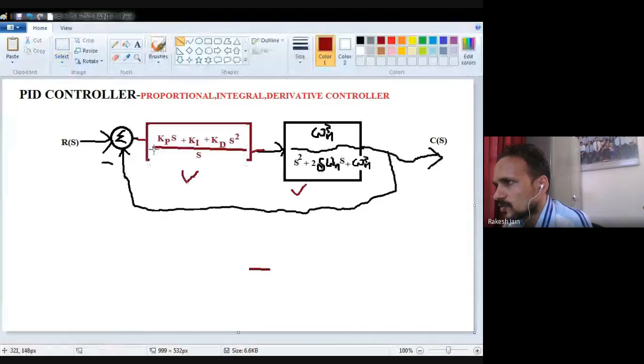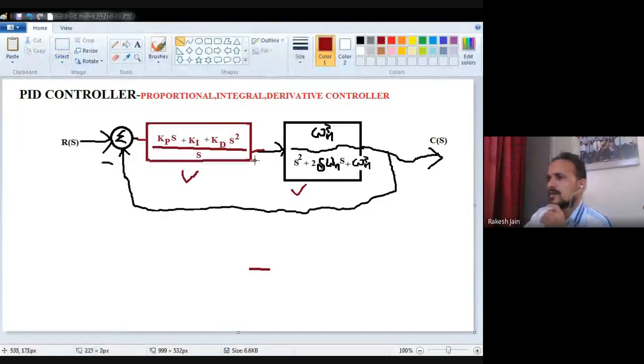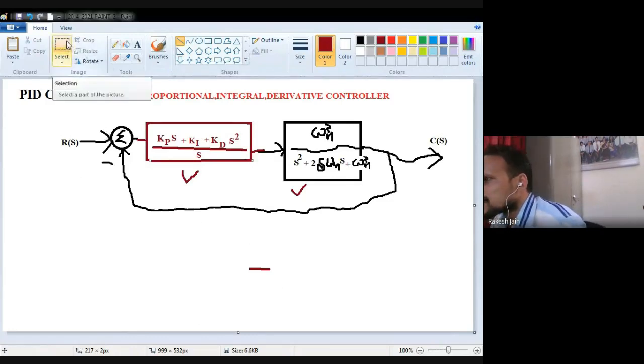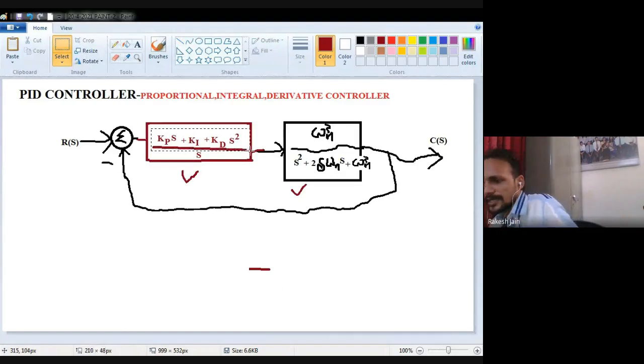Now see, these two blocks are in cascade. So it is very easy to find out the final answer. Now multiply these two terms. What will happen? Because these two blocks are in cascade, they will be multiplied. So the upper term will be Kp S plus Ki plus Kd S square.